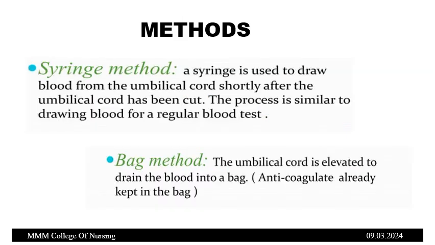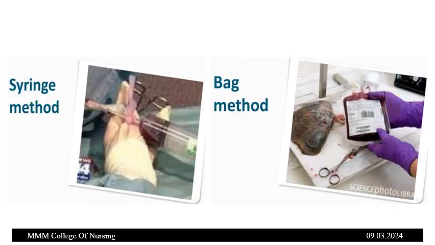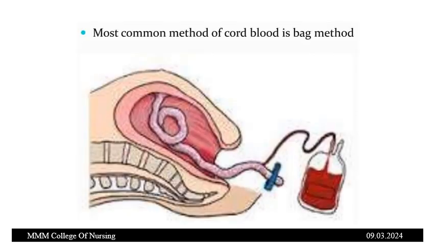Methods: how to collect the cord blood. There are two methods: syringe method and bag method. A syringe is used to draw blood from the umbilical cord shortly after the umbilical cord has been cut. The process is similar to drawing blood for a regular blood test. Bag method: the umbilical cord is elevated to drain the blood into a bag, which already contains anticoagulant. This is a picture of the syringe method and bag method. The most common method of cord blood collection is the bag method.